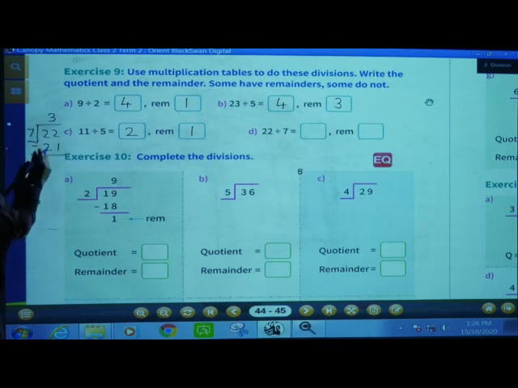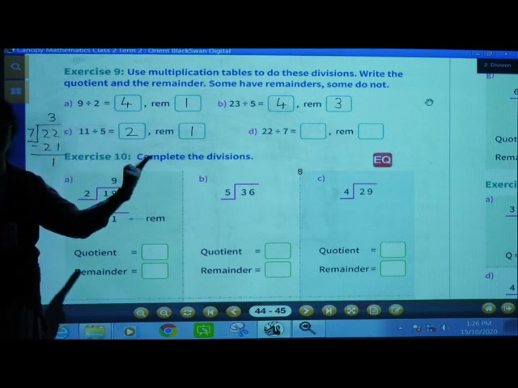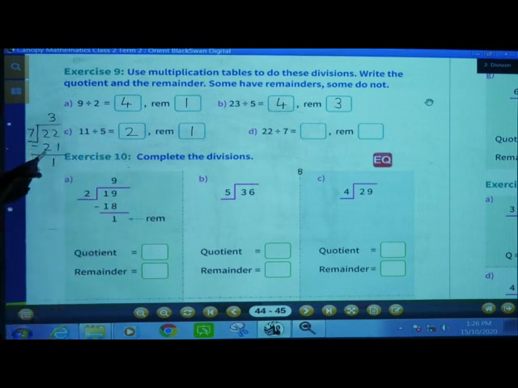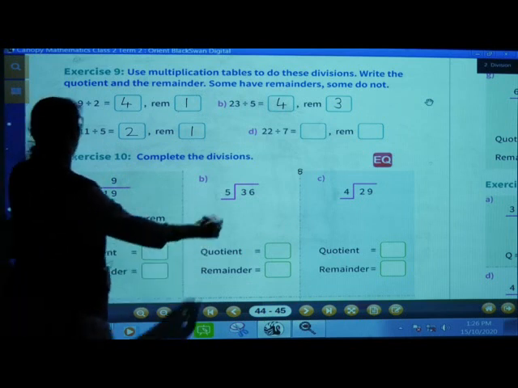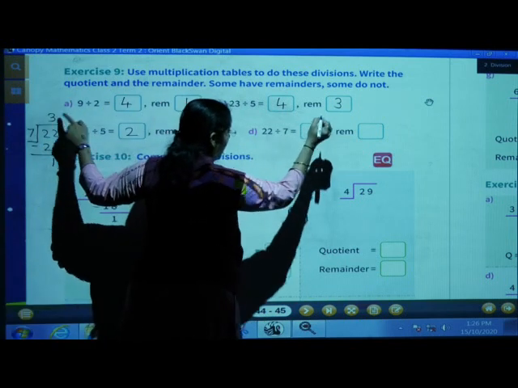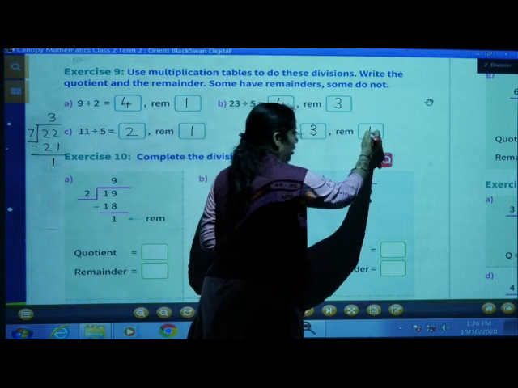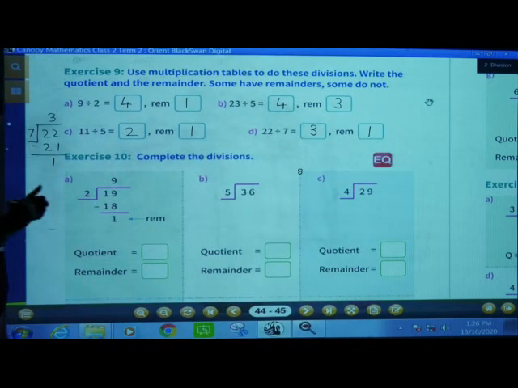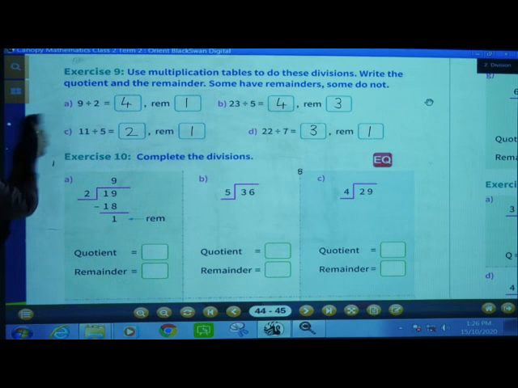22 minus 21, 1. After 21, count the fingers. After 21, 22 means 22 minus 21, 1. So, 3 is the quotient and what is the remainder? 1. Do you understand? Write down fast, write with me.